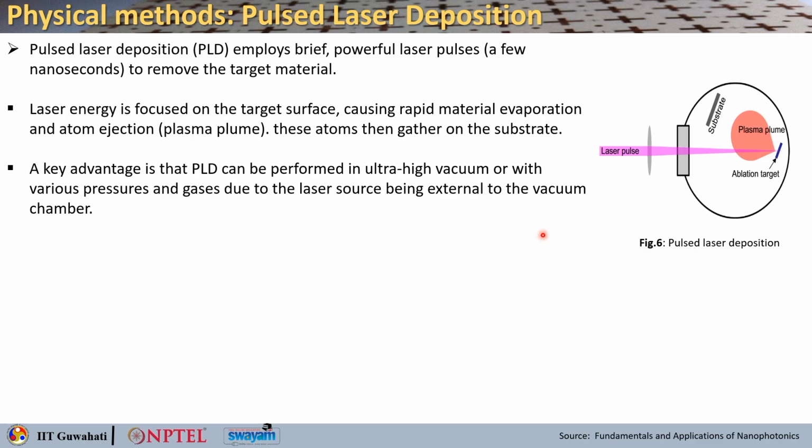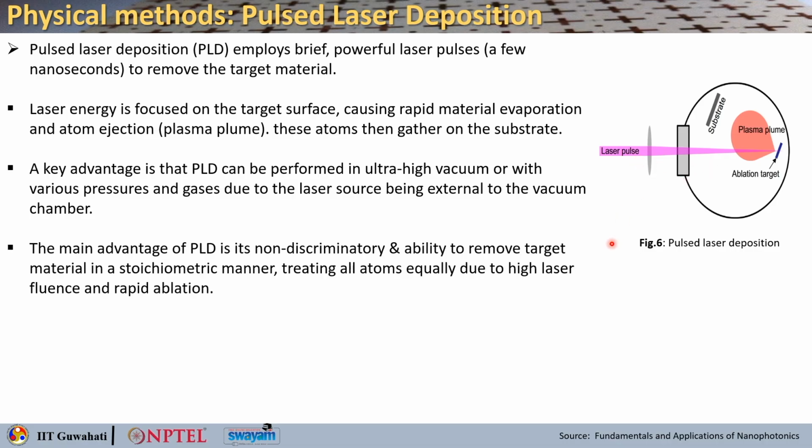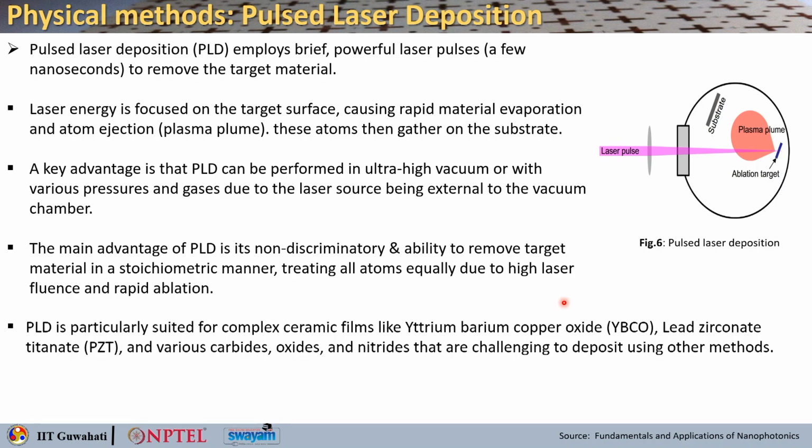A key advantage in pulsed laser deposition is that you can perform this under ultra high vacuum or with various pressures or gases, due to the laser source being external to the vacuum chamber. And the main advantage of PLD is its non-discriminatory nature and ability to remove target material in a stoichiometric manner, treating all atoms equally due to high laser fluence and rapid ablation.